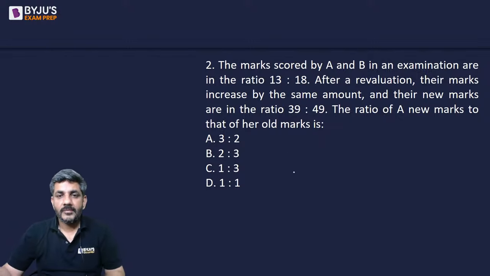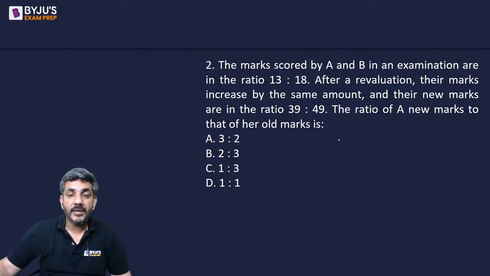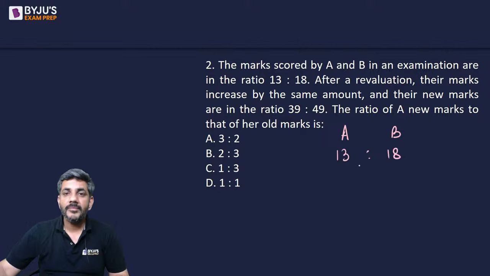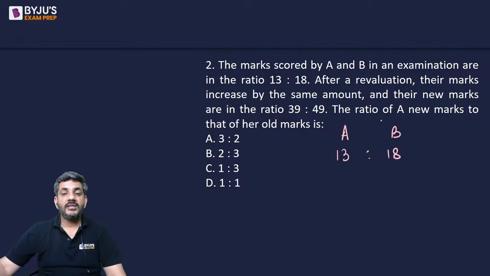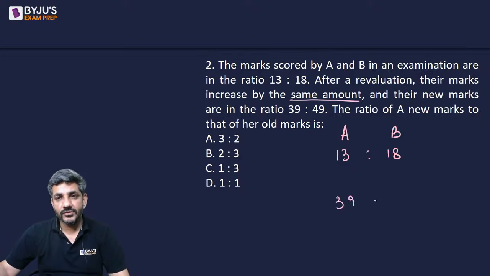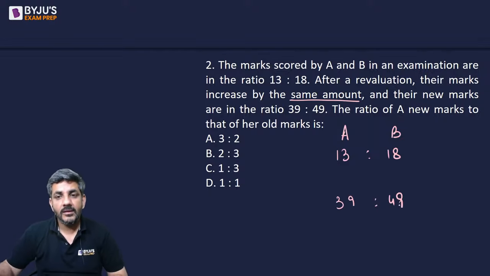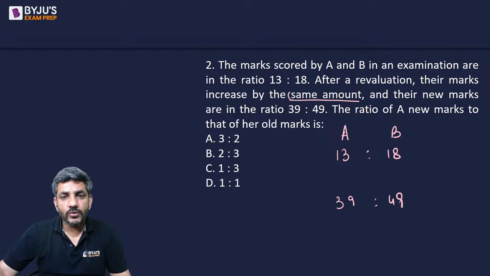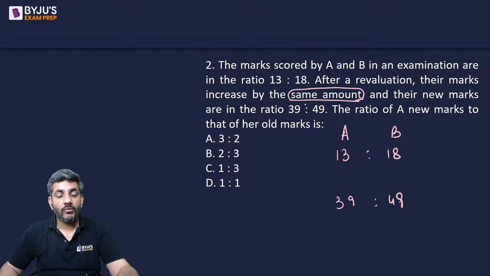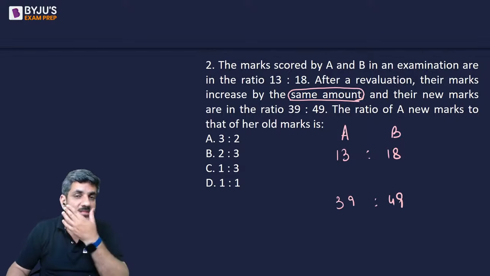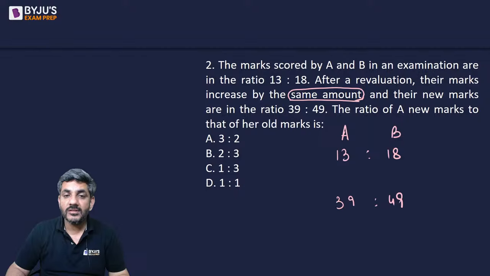Let's start doing it. The marks scored by A and B in an examination are in a ratio of 13 is to 18. So marks scored by A and B, they are in a ratio of 13 and 18. After a re-evaluation, their marks increased by the same amount and their new marks are in the ratio of 39 is to 49. The ratio of new marks of A to that of her old marks is what? See, I would say that if both the scores are increased by the same amount, so can I say the difference between the scores should always remain the same? I hope you all agree with me on this.